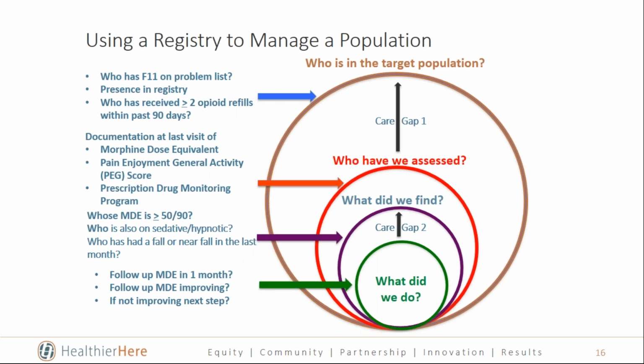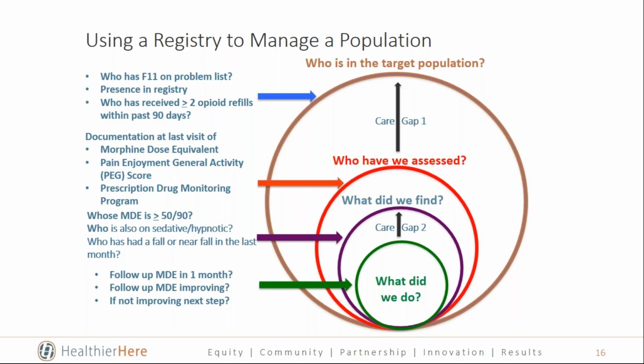Now, conceptually, what we're doing here really ties back to what Michelle was talking about in terms of using the registry to manage the population. I find it very useful to boil things down to very simple concepts, and this is one that came out of one of our oral health population efforts. The first question you have to ask is, who's in the target population? And we've just spent a lot of time talking about that. The next question is, who have we assessed? And usually there's a time frame on that.